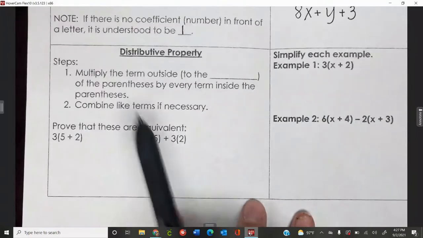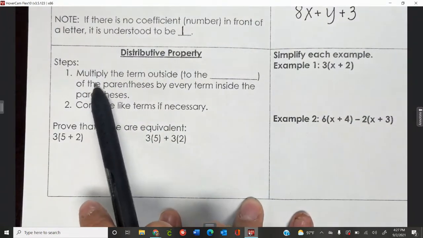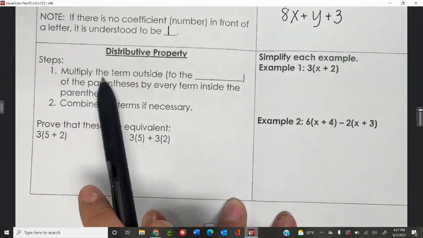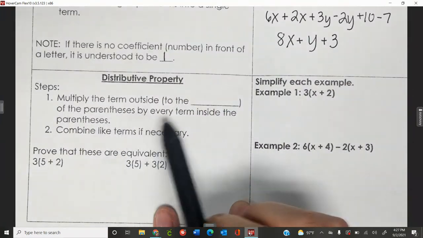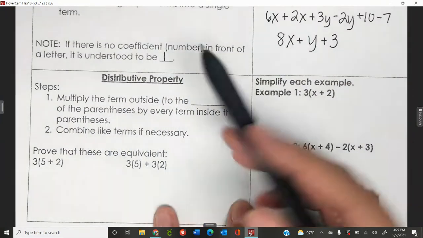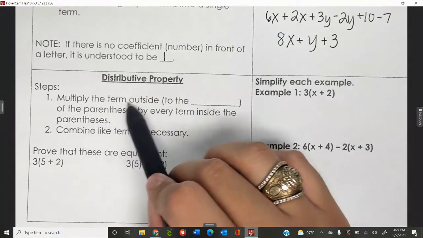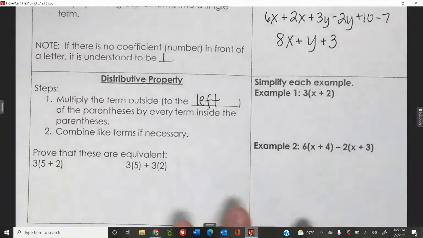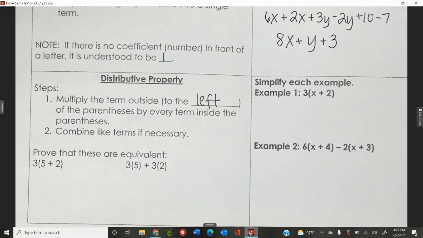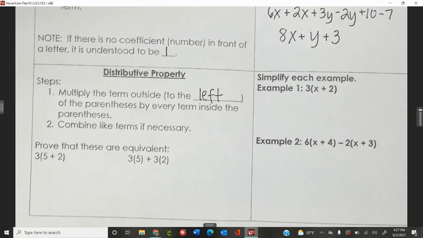So now looking here for steps to distributive property, it says step 1, multiply the term outside of the parentheses by every term inside the parentheses. So here you're going to multiply the term outside, or the term that is to the left of the parentheses. And then you will combine like terms if necessary.